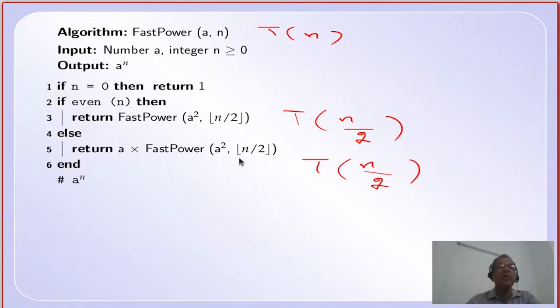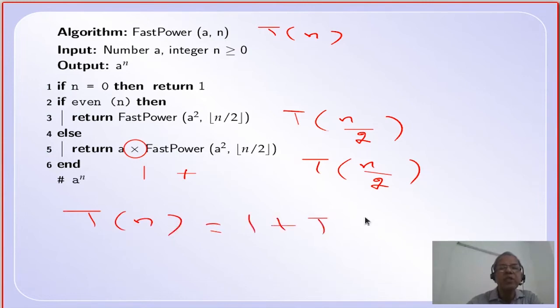Yeah, because it is an if-else statement. Either the if clause will be executed or the else clause will be executed, never both. Therefore, one call to fast power will result in only one recursive call to fast power, and it is followed by one constant multiplication. Therefore, the running time of the algorithm is 1 plus T of n by 2.